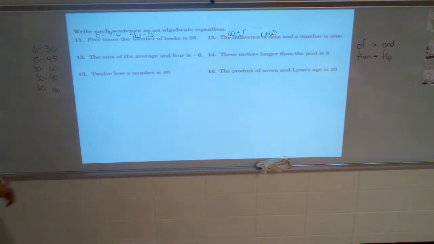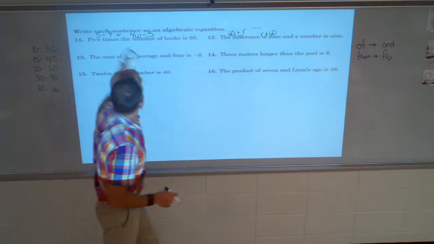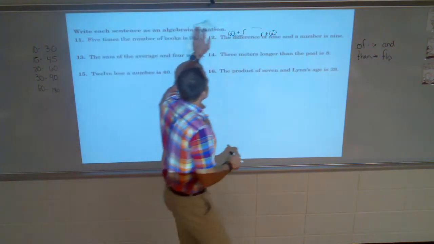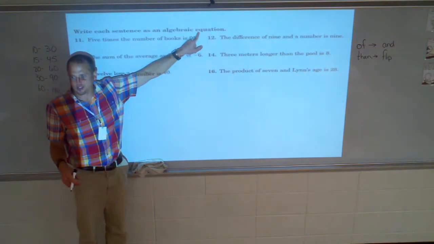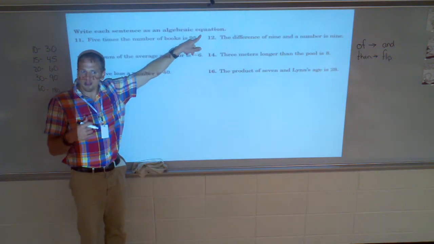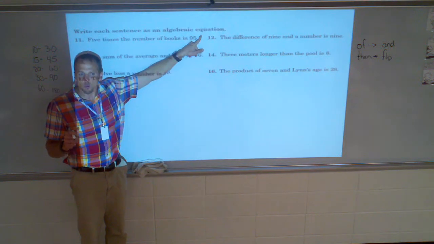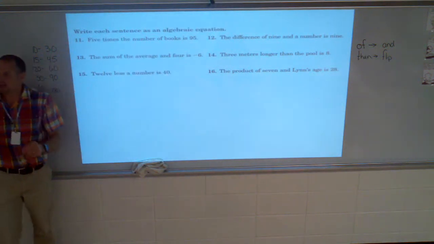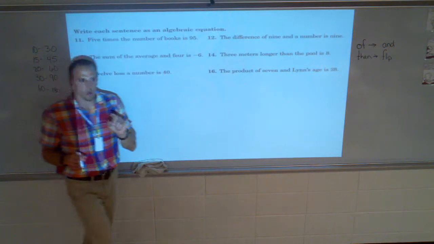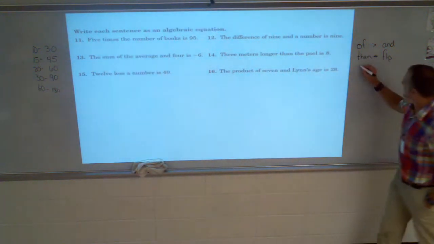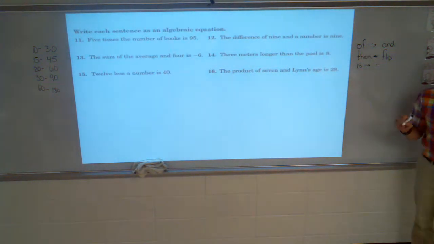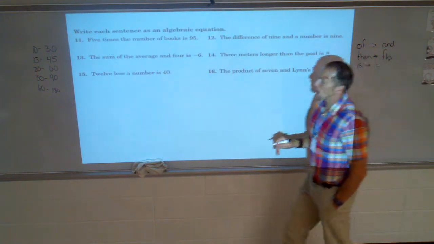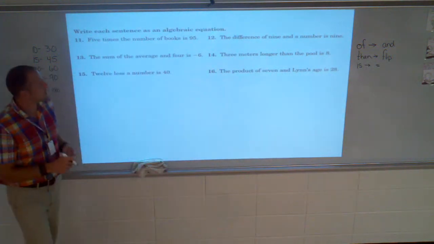Now, next part says, write each sentence as an algebraic equation. This time we're in equation, so what is going to be new about this part? You have to have an equal sign. We have to have an equal sign. Now, I'll make this real simple. There's one word that means equals. Is. Is means equals. Okay, so this is the exact same thing that we just did. I'll read it, you write it, and remember that is means equals.